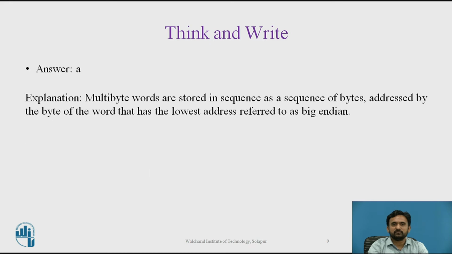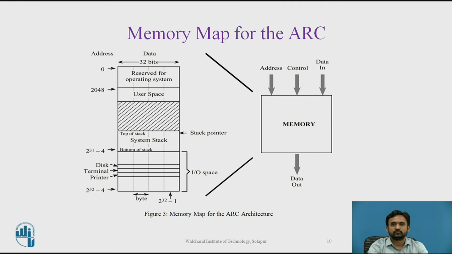So your answer: multi-byte words are stored as a sequence of bytes addressed by the byte of the word that has the lowest address, and that is also referred to as big endian. So, memory map for the ARC.